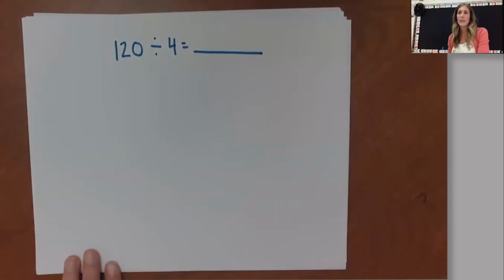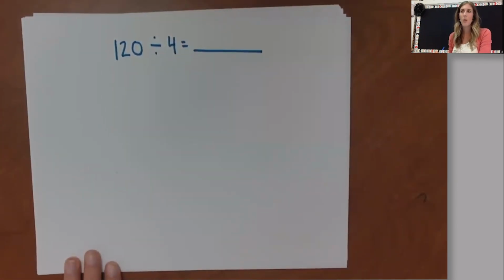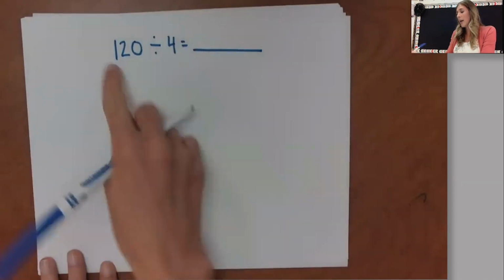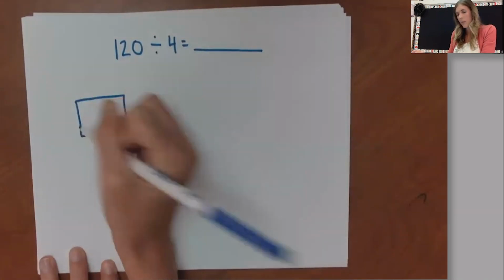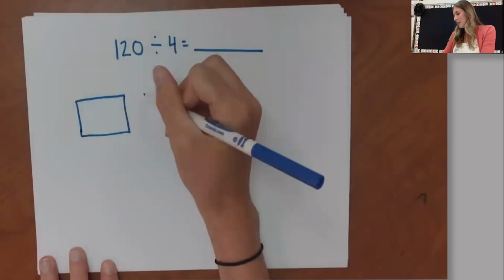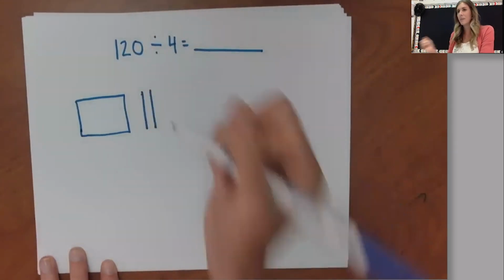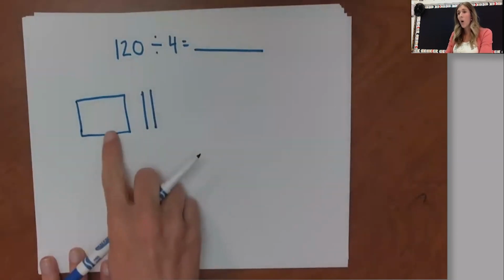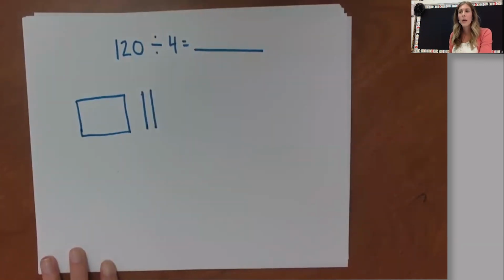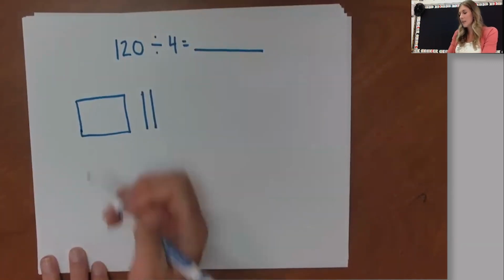Let's try drawing base 10 blocks to draw a picture of this problem. How would we represent 120 with base 10 blocks? We need 100 and 2 tens. Can we split this drawing into 4 equal groups? Not yet, since there's only one 100 flat. So let's redraw the 100 as 10 tens.